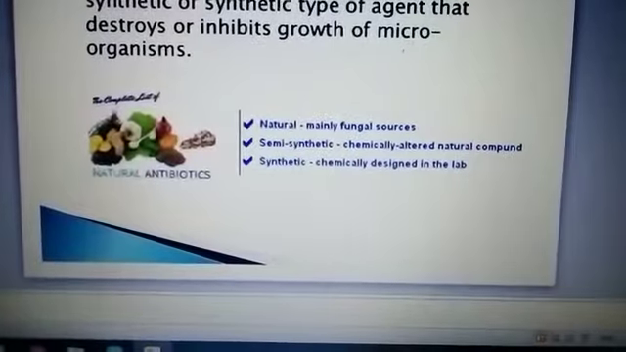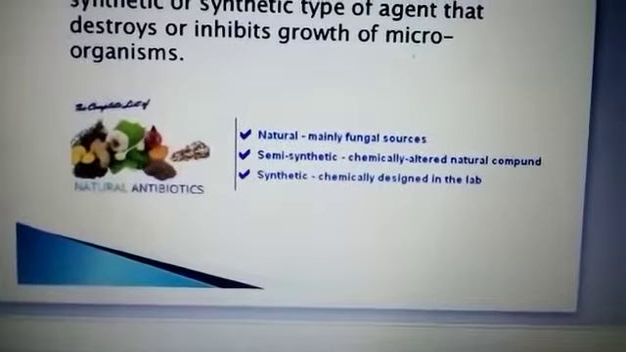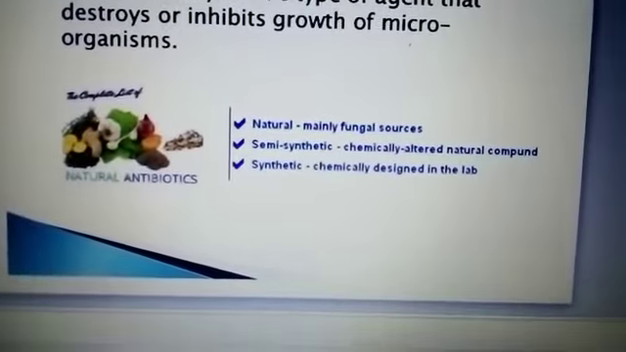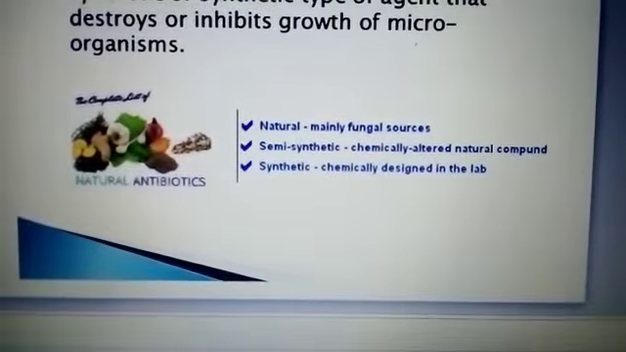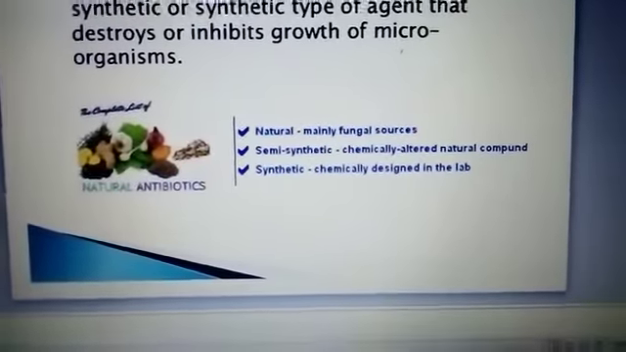And the kinds are natural, semi-synthetic and synthetic. Natural ones are mainly from fungal sources. Semi-synthetic, chemically altered natural compounds. Then synthetic, chemically designed in the lab.